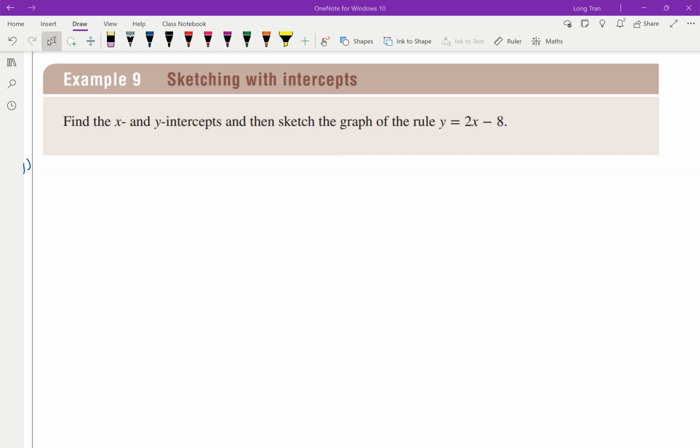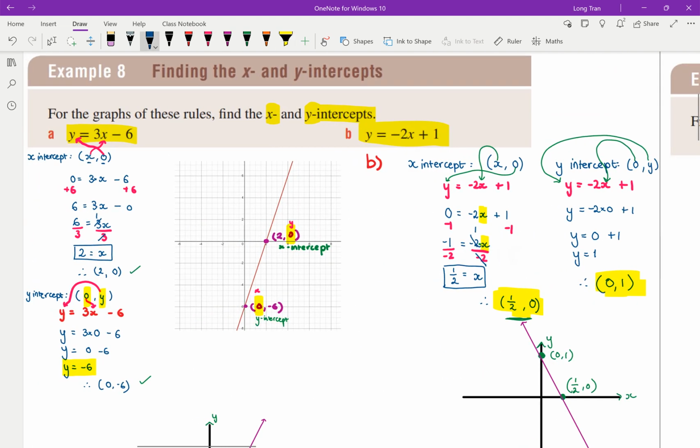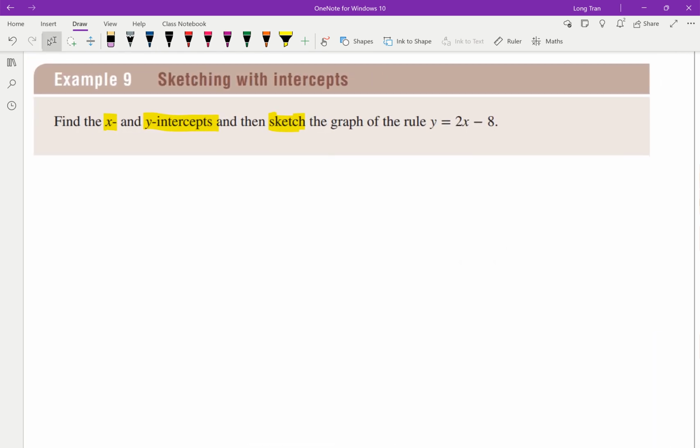I'm now going to go straight into this problem to show you again how to find the x and the y intercept, and then I'll sketch the graph. So if you haven't watched that example, example 8, make sure to watch this video. Okay, example 9. This is what we're going to do.